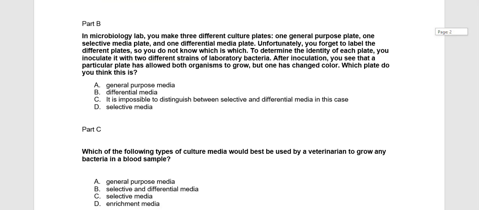Next one here. After inoculation, you see that the particular plate has allowed both organisms to grow. However, one has changed color. Which one of these plates do you think it is? So because we can now see differences between those two groups of organisms that are found growing on that plate, it is a very good indication that this is differential media.